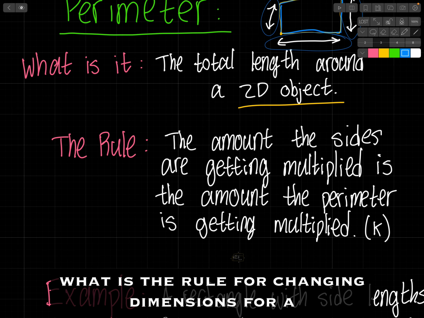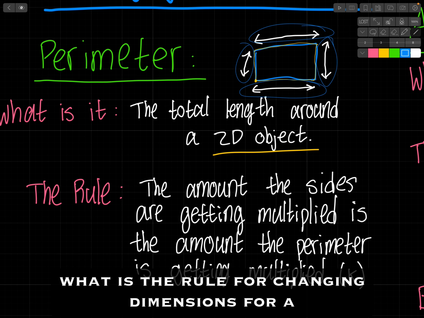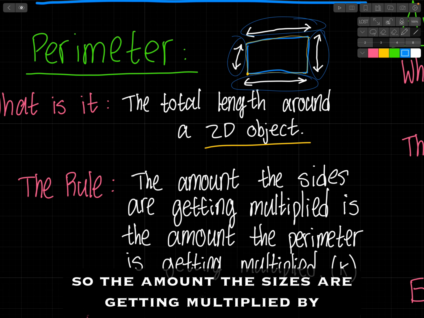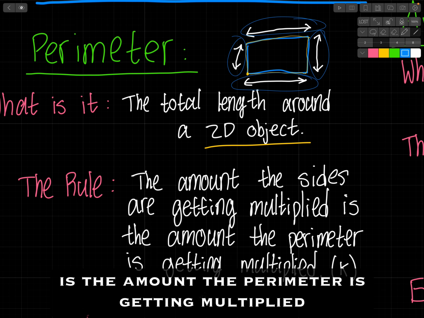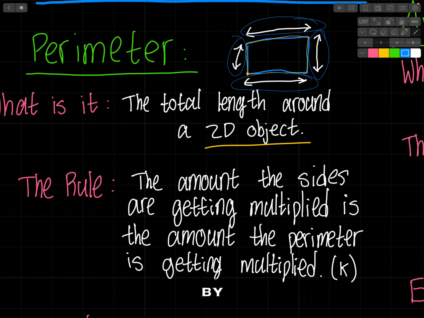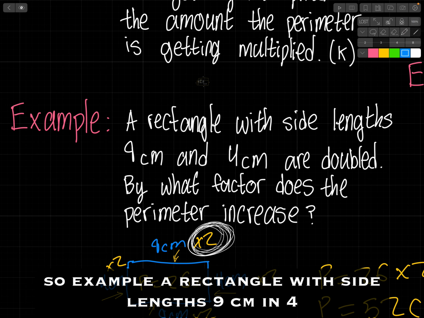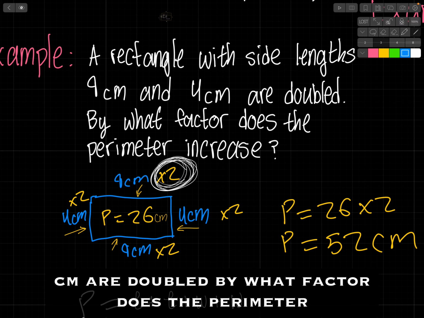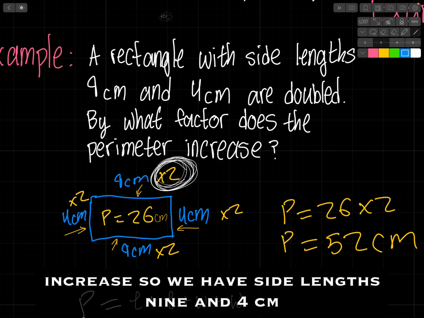So what is the rule for changing dimensions for a perimeter? The amount the sides are getting multiplied by is the amount the perimeter is getting multiplied by. So example, a rectangle with side lengths 9 centimeters and 4 centimeters are doubled. By what factor does the perimeter increase?